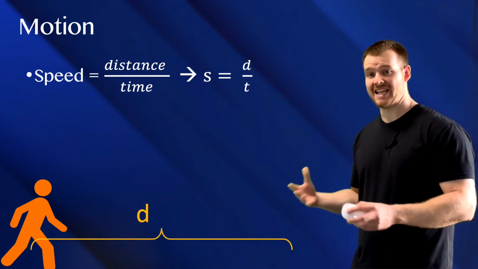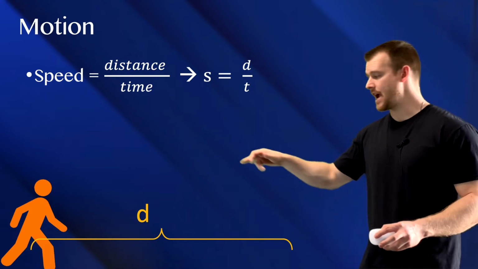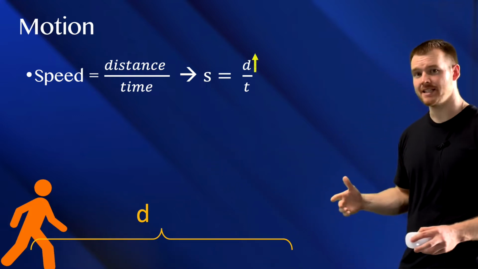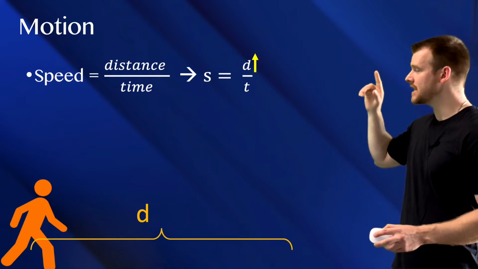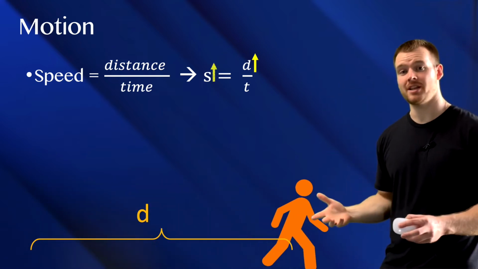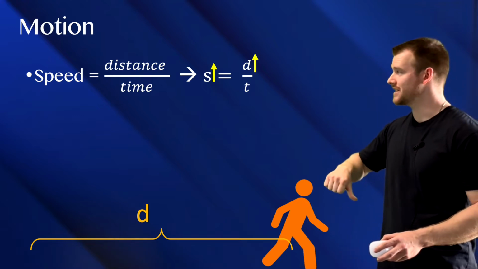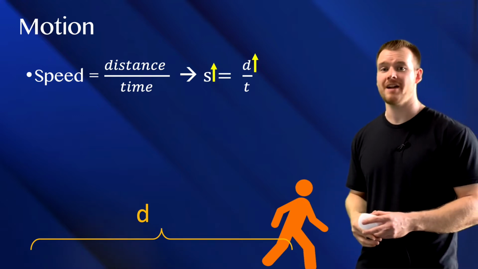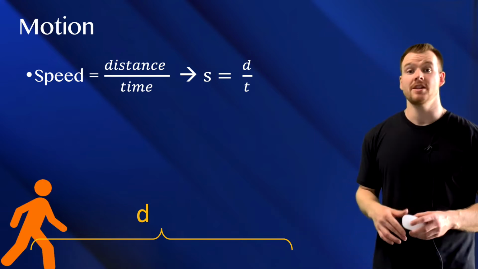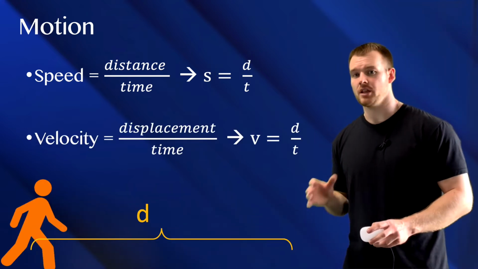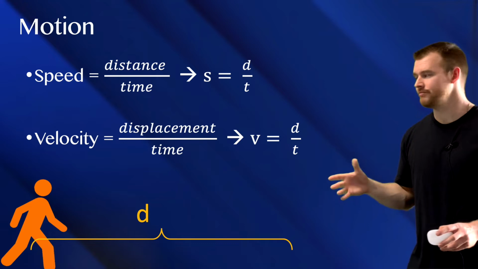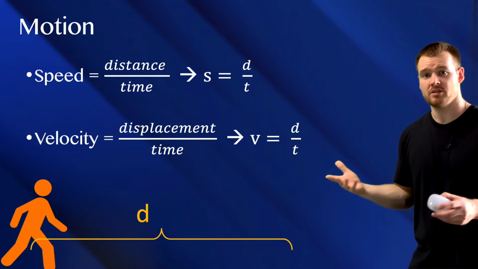Similarly, if we have the same amount of time, say 1 second, and we travel a further distance, so I increase my distance, my speed will go up if I do it in the same amount of time. So increasing distance or decreasing time are going to make it so we're going faster if the other variable is the same. The other way that we describe motion is velocity, and it looks pretty similar. It's v = d/t.